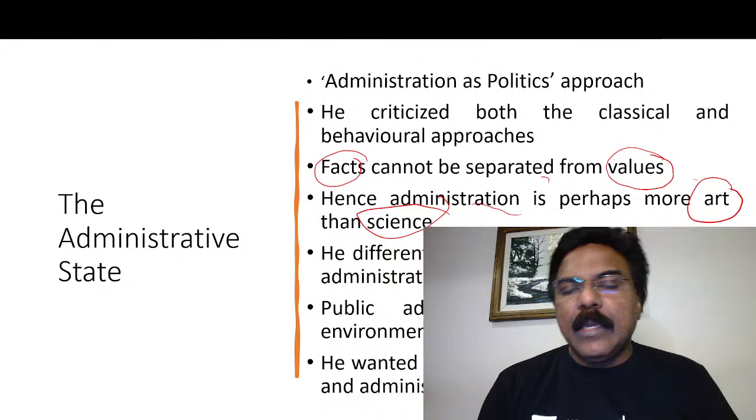So what about Waldo's central themes? And you have seen that book, Democracy and Bureaucracy, a Strained Relationship. He says there's an intrinsic tension between democracy and bureaucracy. What is democracy?